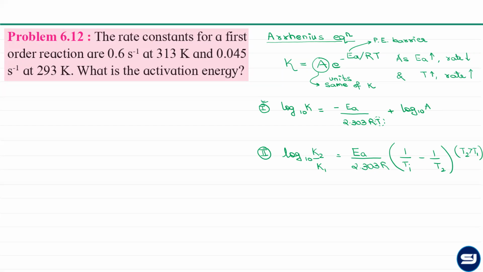These are the two equations. When you subtract them, log A gets cancelled from both. You take log K1 with T1, and for the second equation log K2 with T2. Then when you subtract, the log A and log A get cancelled. I have not derived this now, this is a direct formula.